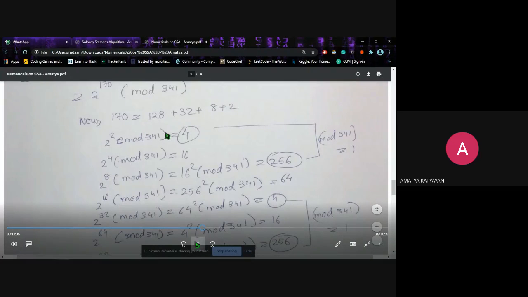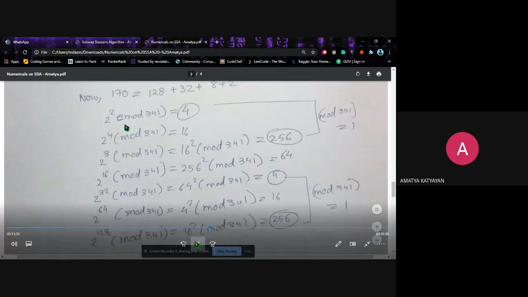Basically 2 raised to 128 into 2 raised to 32 into 2 raised to 8 into 2 raised to 2. So this is how you can split it up. 170 can be split up into these small numbers. Now we'll calculate only from these smaller values, and we wrote that over here: 2 raised to 2, 2 raised to 4, 2 raised to 8, 2 raised to 16, 2 raised to 32, 64, and 128. And we find its modulus with respect to 341.